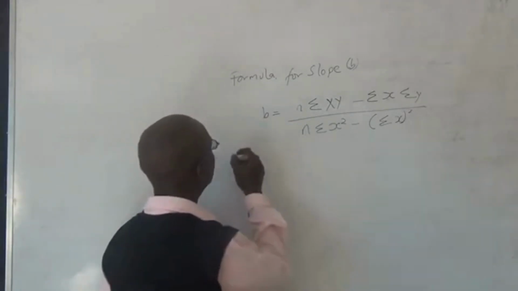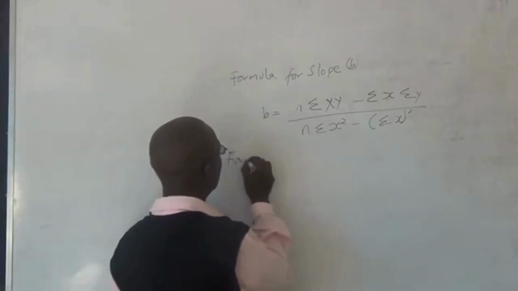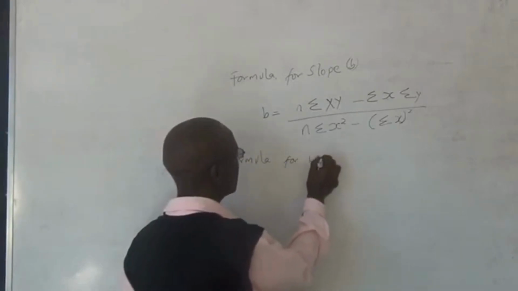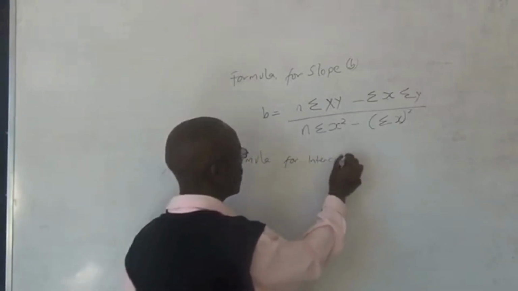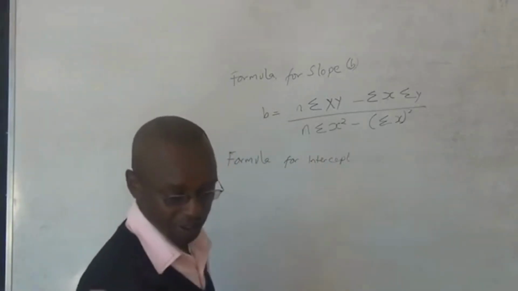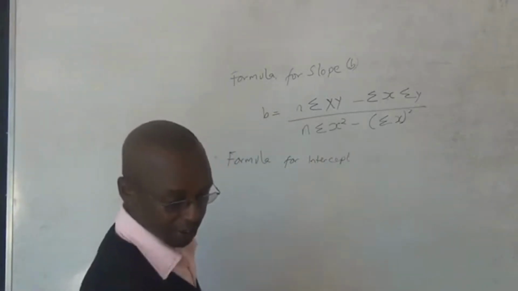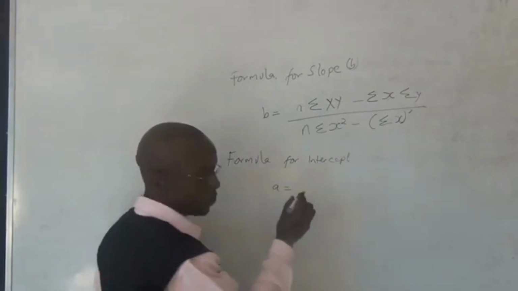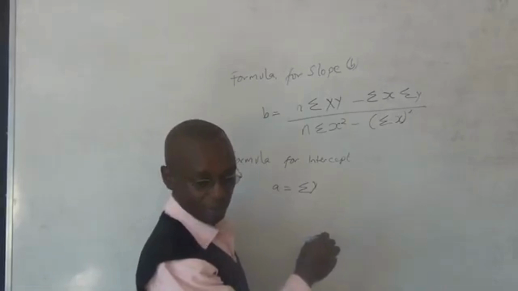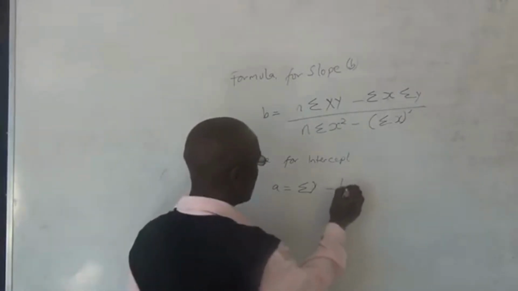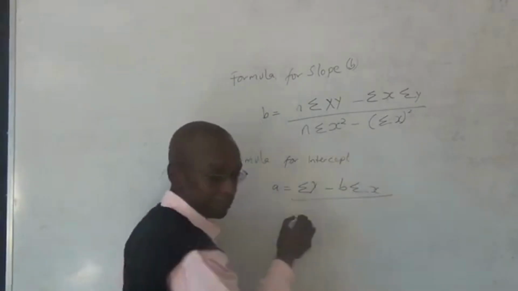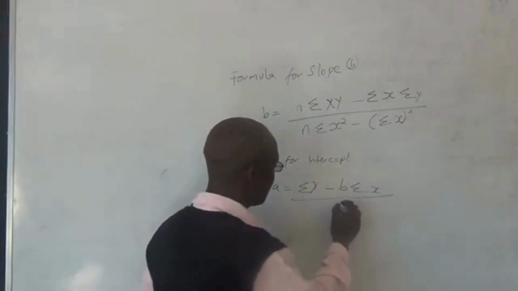What about formula for intercept? Formula for intercept, we get it by A is equals to summation of y minus B summation of x over n.